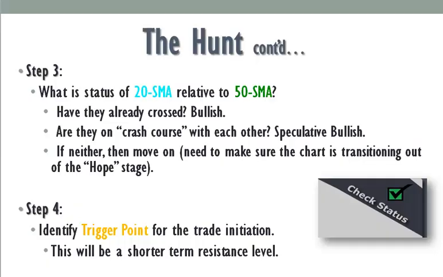And if they haven't crossed and they don't look like they're going to be crossing, then just move on. Step 3 would be where this process ends, just because we need to be extra safe and extra sure that the chart is transitioning out of the hope stage like we've already discussed. So let's hop into the chart and see where things stand in regards to this.